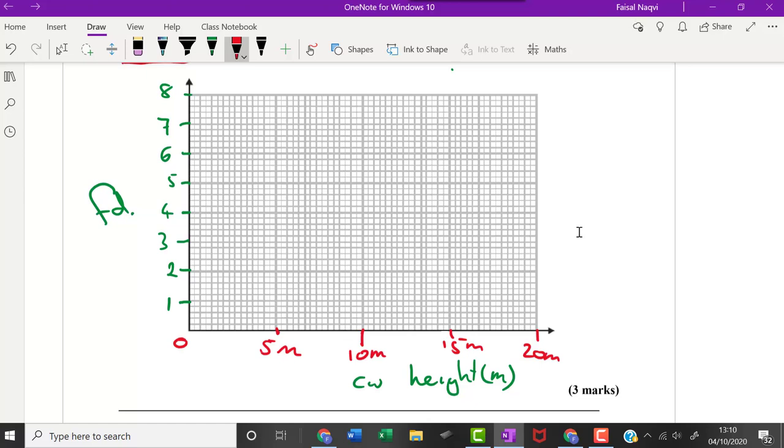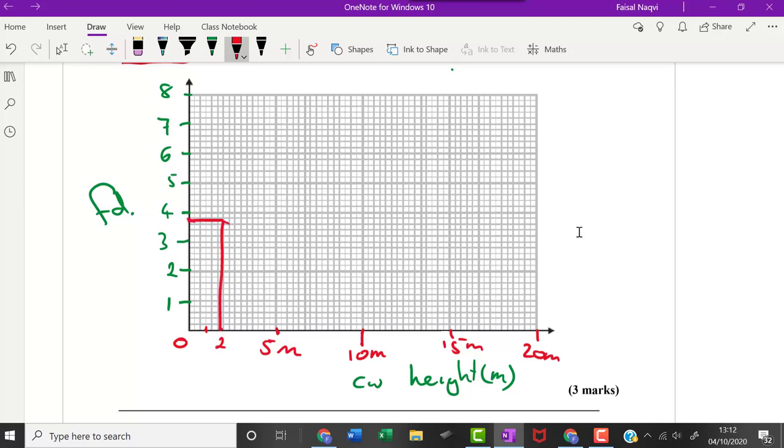For the first one, my class width is 0 to 2. For my scale along the x-axis, every 3 squares is 1 meter. So for my class width, I need to go 0 to 2 meters. So I need to go 6 squares along, and I've got to go up to a frequency density of 3.5.